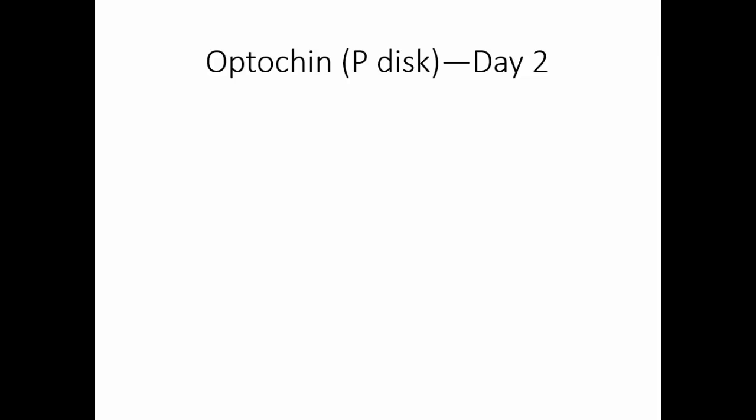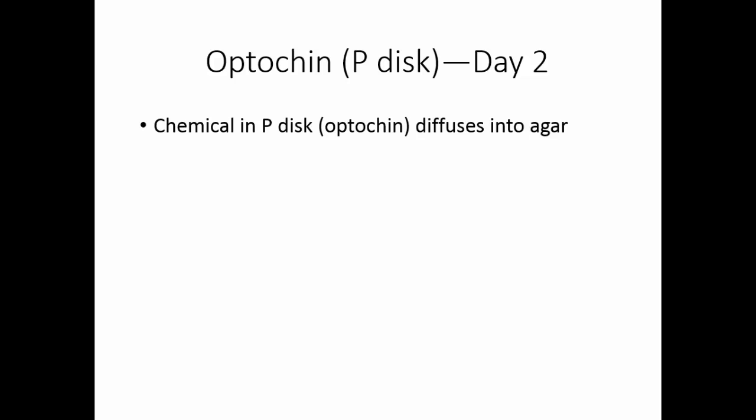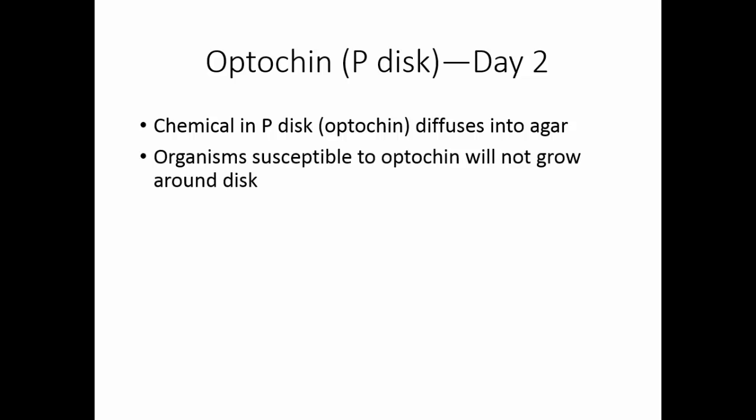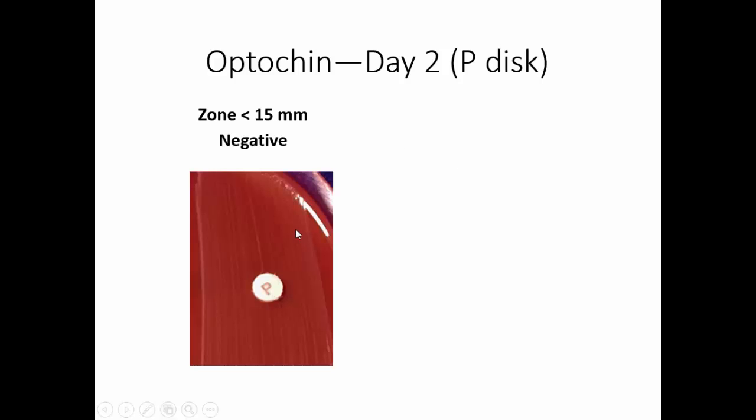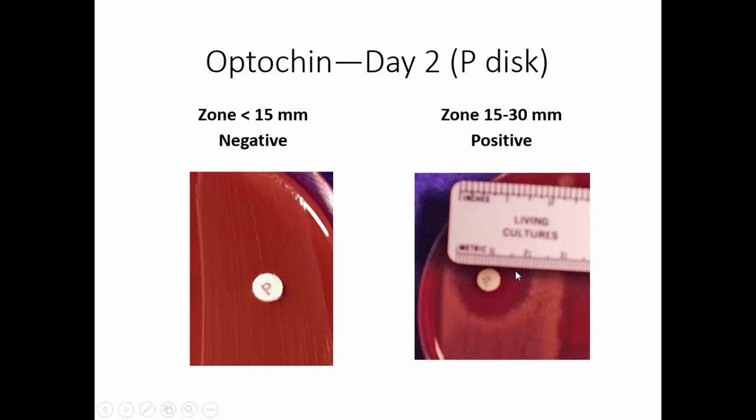After incubation, you want to look at the Optochin test. There is a chemical in the P disc called Optochin that will diffuse into the agar. If the organism is susceptible to Optochin, it will not grow around the disc. A zone of inhibition of 15 to 30 millimeters is considered a positive Optochin test. A zone of less than 15 millimeters, or no zone around this P disc, is considered negative. But a zone of 15 to 30 millimeters is considered positive, and this one runs about 21 millimeters when you measure across the diameter. Notice that this test is reported as negative or positive.